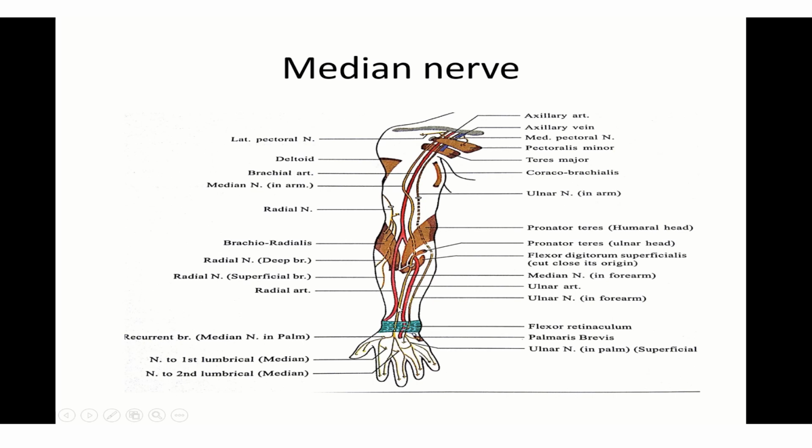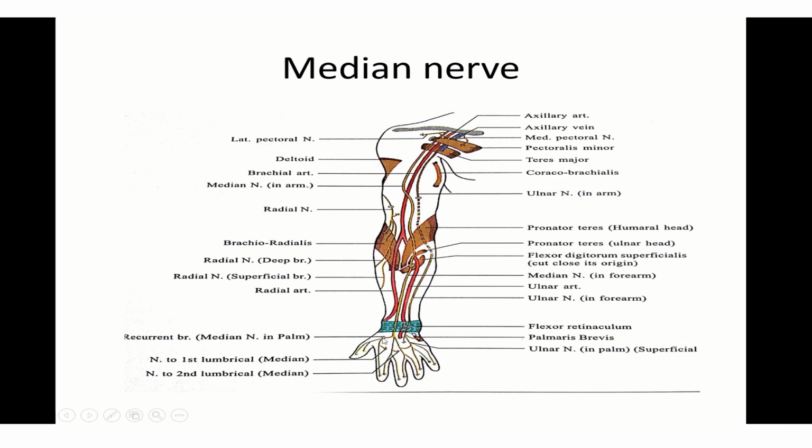Then around 5 centimeters above the wrist or flexor retinaculum, it emerges from lateral border of flexor digitorum superficialis. Then it passes deep to the flexor retinaculum. Then after crossing flexor retinaculum, it terminates into two terminal branches, one lateral terminal branch and one medial terminal branch.